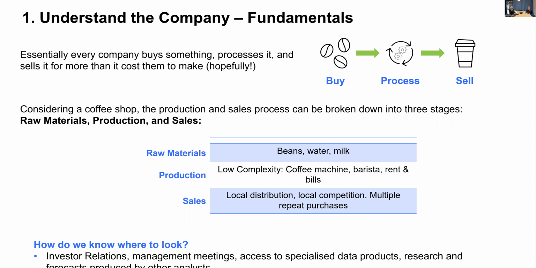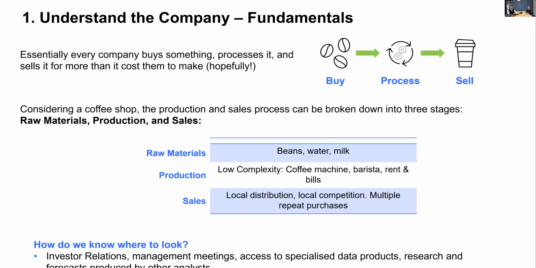To build this understanding, you should try to think of the business in the simplest possible terms. Almost every business that sells something has to buy something first. Then they have to process it and then sell it for more than it cost them to make, hopefully at least. Consider a coffee shop. That shop has to buy some raw materials in the form of coffee beans, and then has to also buy water and milk. The production stage is the operating costs, quite straightforward in this case. It needs a coffee machine, it needs to pay a barista, it needs to pay rent for the premises, and it needs to pay its bills.